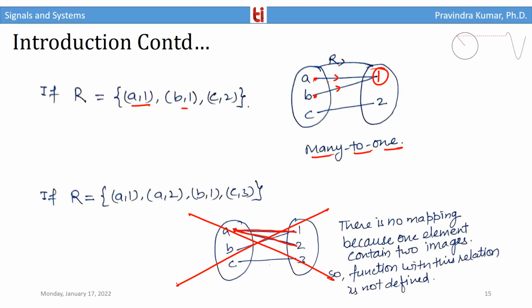One-to-many is not a function, because one element has two images, and the function with this relation is not defined. So if you are talking about a signal, a signal is a function. Be prepared about this. The function may be one-to-one or many-to-one, not one-to-many. This is the introductory part of signals and systems. If you have any doubt, you can ask now. Otherwise, from the next lecture, I will start with what a signal is and the different kinds of signals.